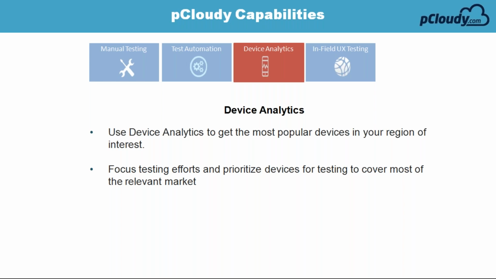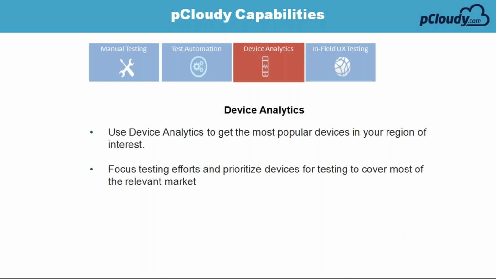So device analytics will give you the finite set of devices which is covering 100% of the market for that specific region. So now you can prioritize your device testing on the right set of devices, and by doing so you are actually targeting the right market with the right testing efforts. So your testing efforts are absolutely channelized and you're not doing any ad hoc testing on ad hoc devices.